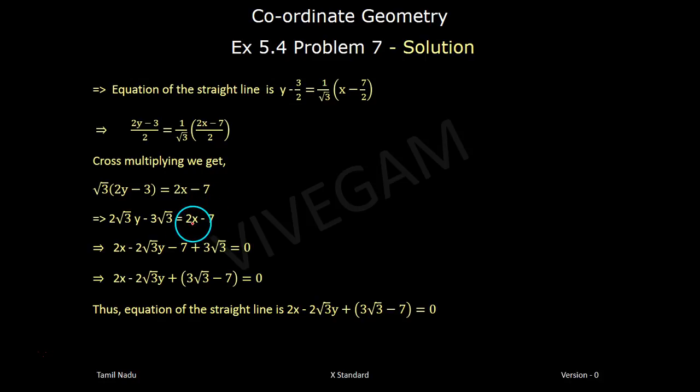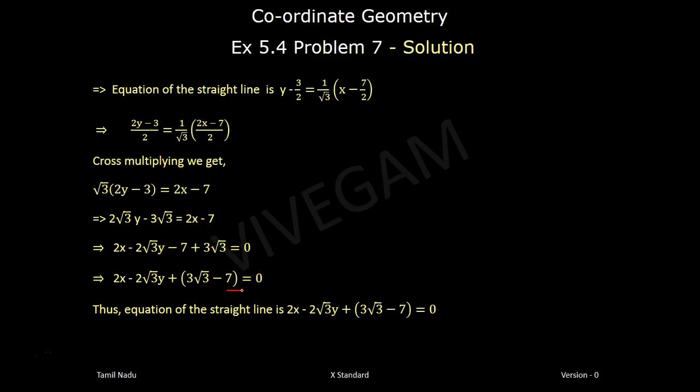So transfer everything, bring everything to this side. So 2x minus 2 root 3 y minus 7. This is minus 3 root 3. When it goes to the other side, becomes plus 3 root 3 equal to 0. Now rewrite this equation as 2x minus 2 root 3 y and put all the constants together in one bracket, plus (3 root 3 minus 7) equal to 0, is the equation of the straight line. Okay.